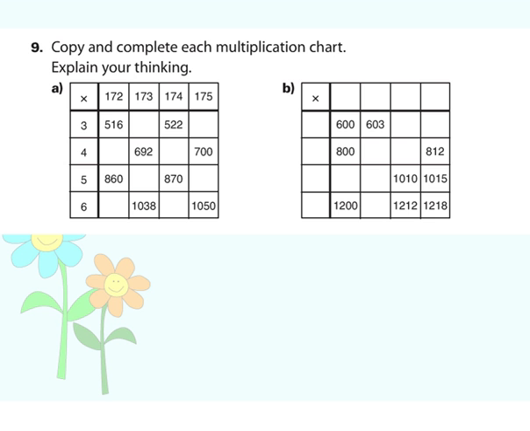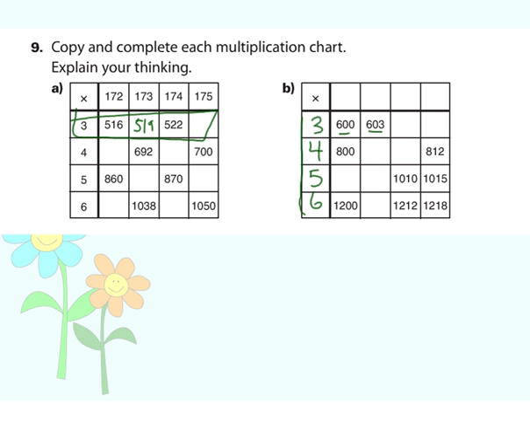And finally, question 9, it's copy and complete each multiplication chart and figure it out. Now, A will be fairly straightforward because the numbers are here. Here you're going up by 3 each time, 16, 17, 18, 19, and so on. Not hard. This one always stumps kids, because the numbers that you're multiplying are missing. But use your reasoning. 600 here, 603, what are you going up by? You're going up by 3s. And that helps you figure out 4, 5, and 6.